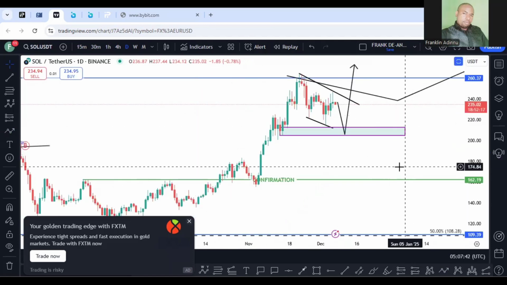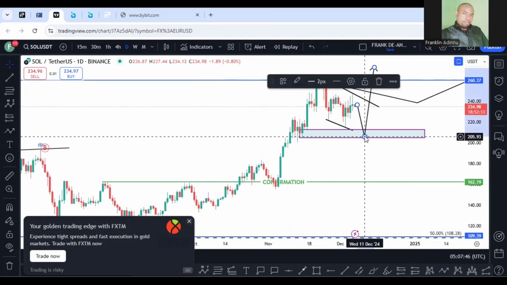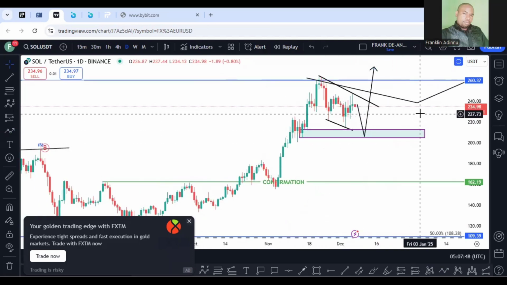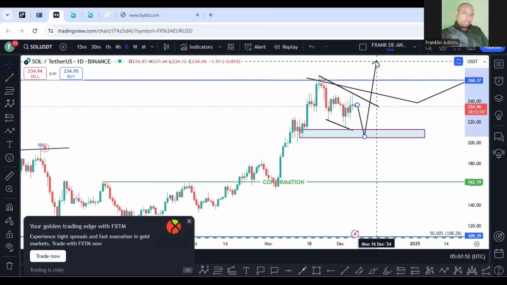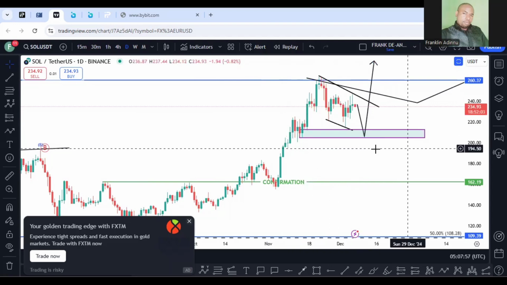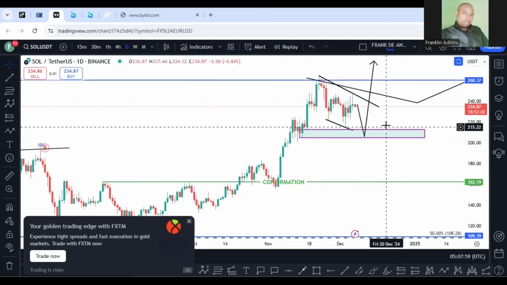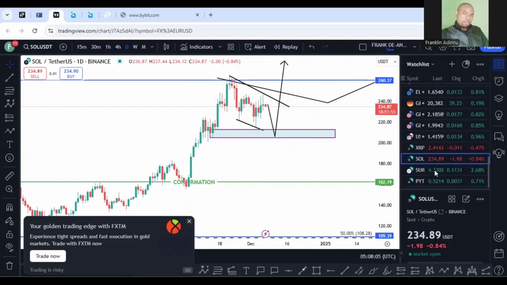Okay, let's check Solana. Solana is doing a correction. So I expect Solana to come to 200. It can drop to 200 before buyers will enter. So I'm looking at it as 200. If it goes to 200, I'll trade it on Bybit, close and buy, and make a lot of money from it. That's what I'm waiting for.